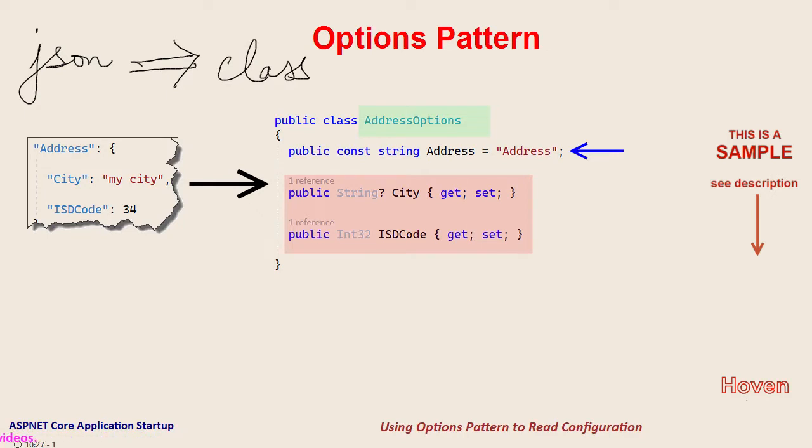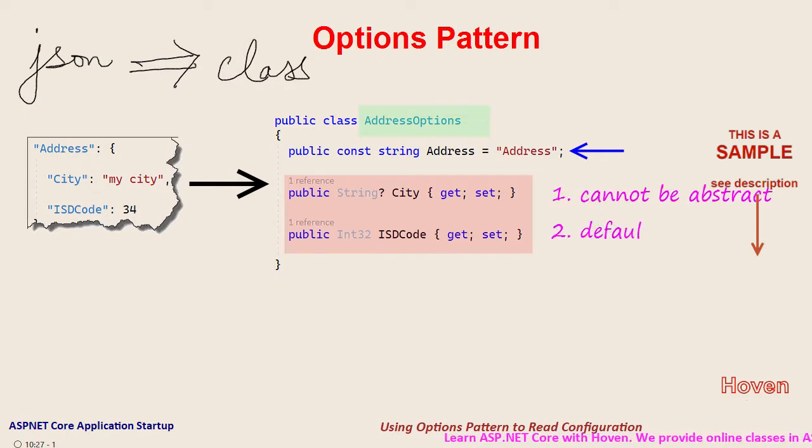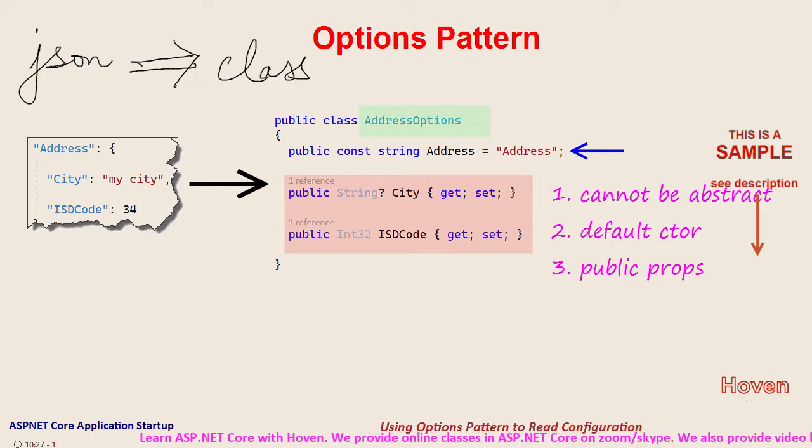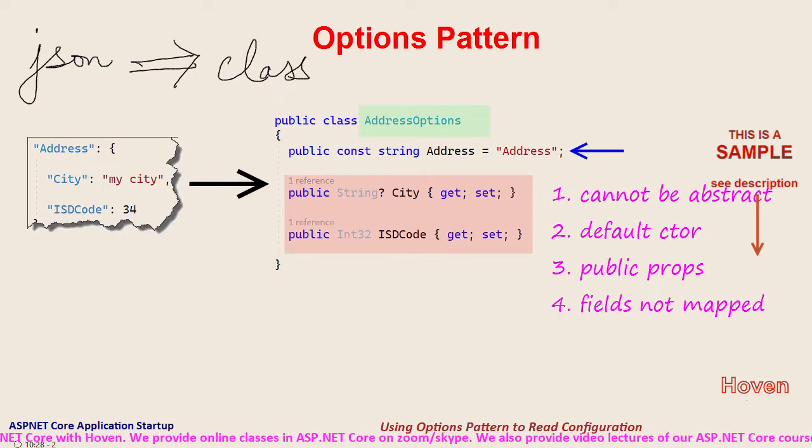Let us have a look at some of the characteristics of an options class. Firstly, an options class should not be an abstract class. Secondly, it should have a default constructor and only the public properties of this class are mapped. Other data members and fields are not mapped, they are left untouched. This class can now be bound to the address section of the JSON file, and let us do it practically.